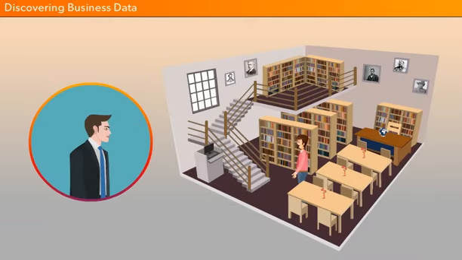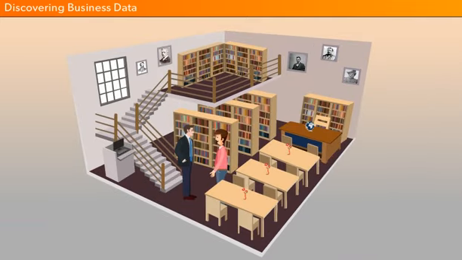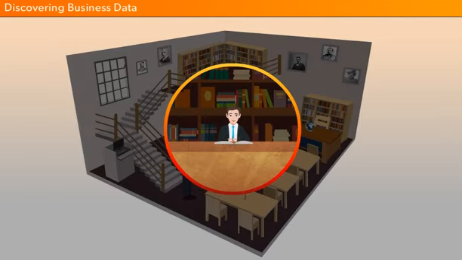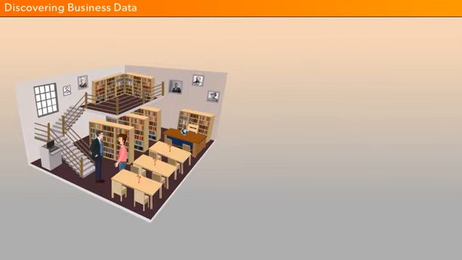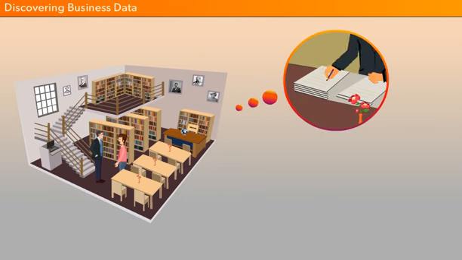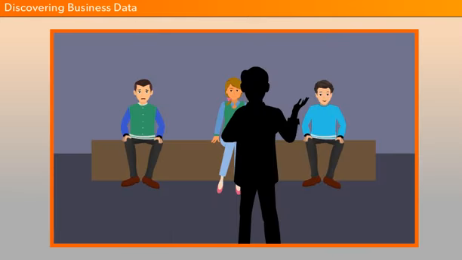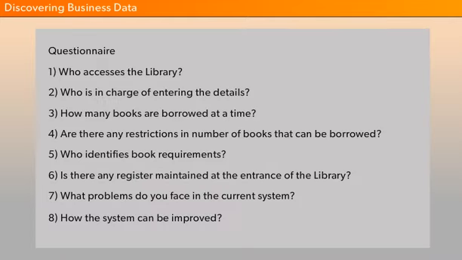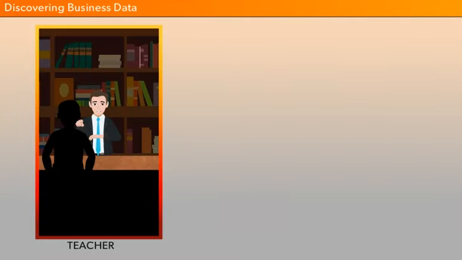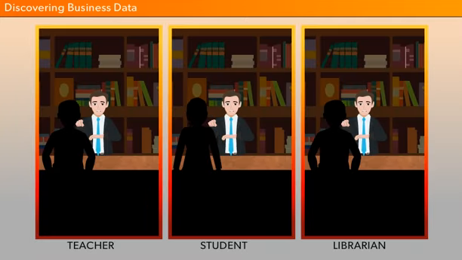To derive the requirements of the library management system, the database analyst should clearly understand the operations carried out in the library. Hence, he analyzes the existing manual data and the data available in the spreadsheets. He also gives questionnaires to understand the activities involved in the current system and the issues in detail. Then, he interviews selected teachers, students, and the librarian to identify the issues they face in the library.